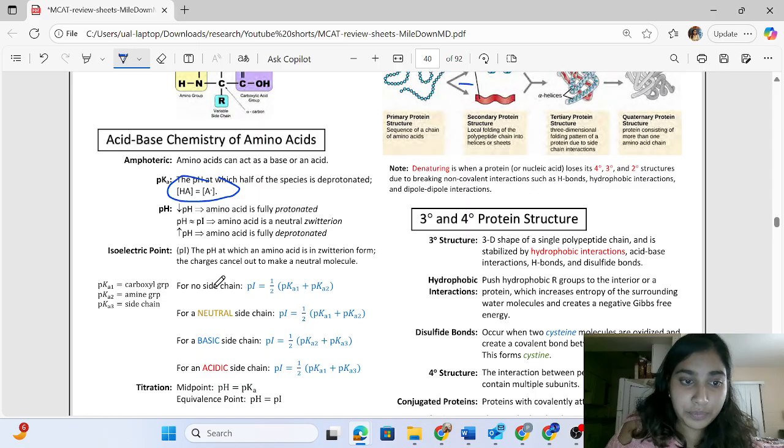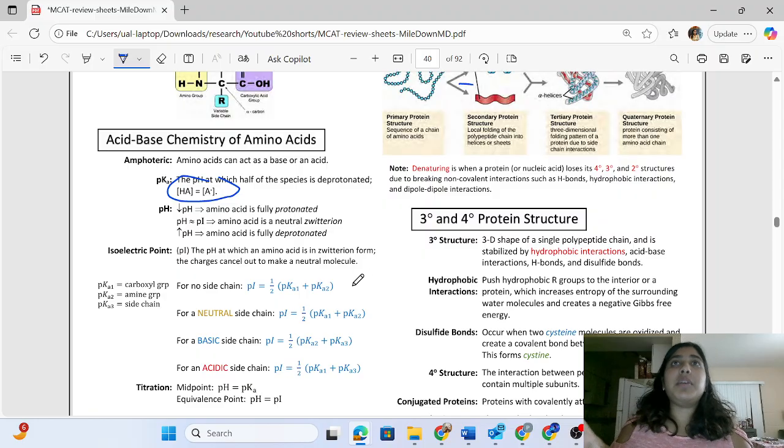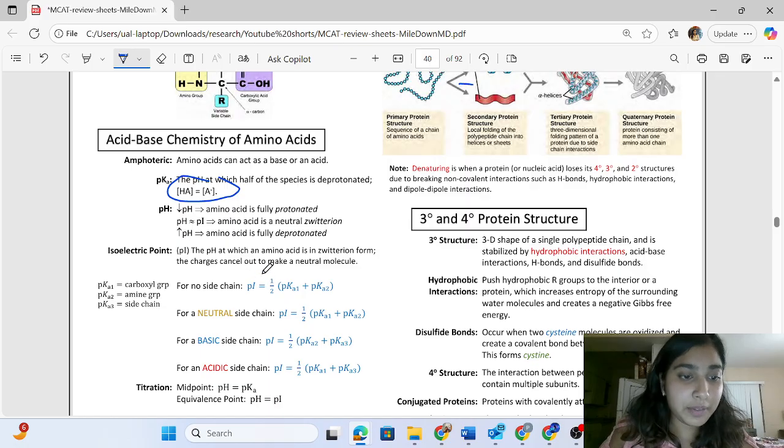All the charges cancel out, so it doesn't mean that there should not be any charge. There could be one positive and one negative, so positive and negative will just cancel each other and give you a zero charge. So it doesn't necessarily mean that there should be no charge, it just means that it's a neutral amino acid.